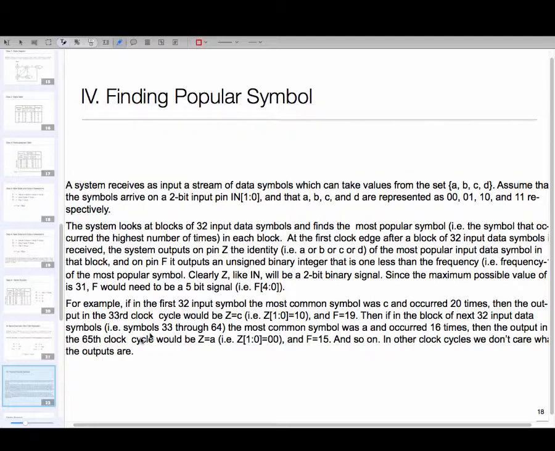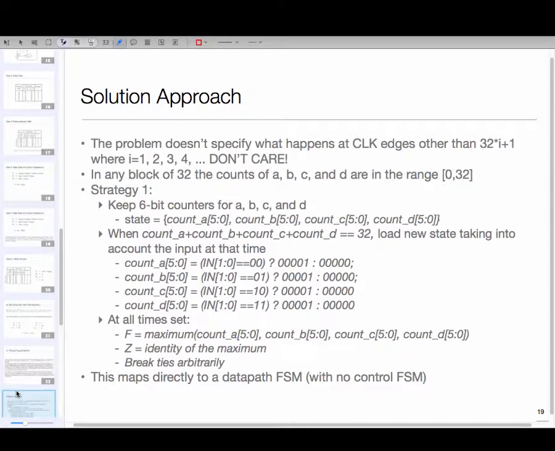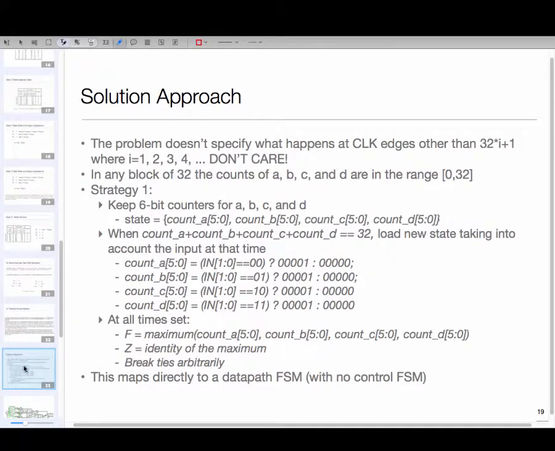Okay, I'll let you guys think about it. So yeah, there's a solution approach. I'll hand it out.